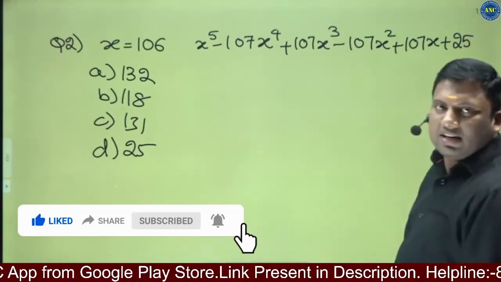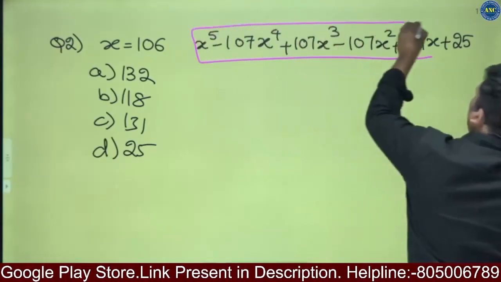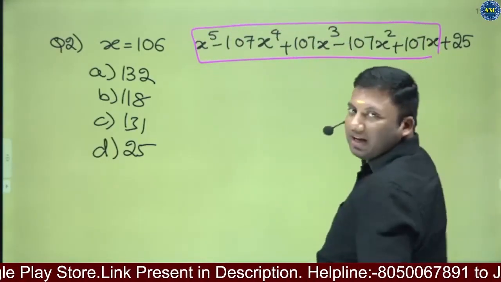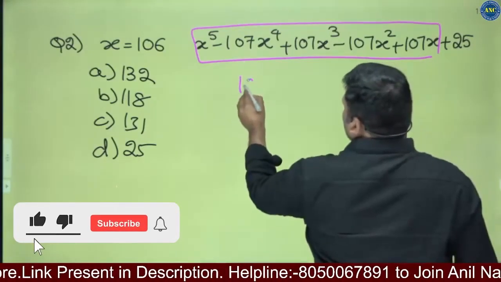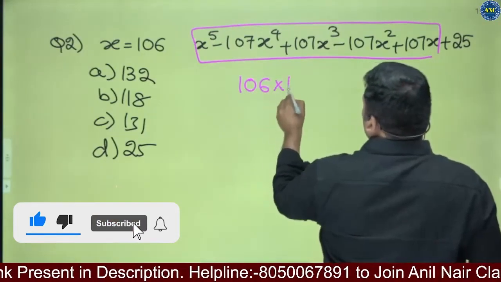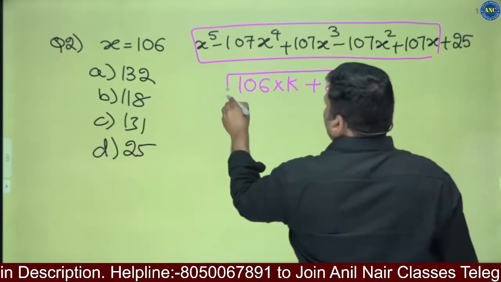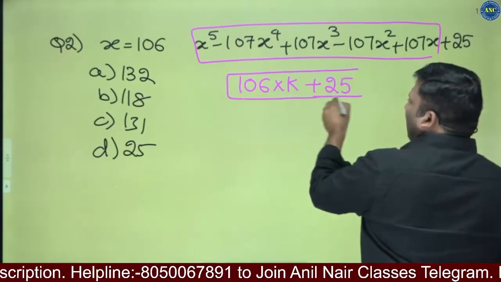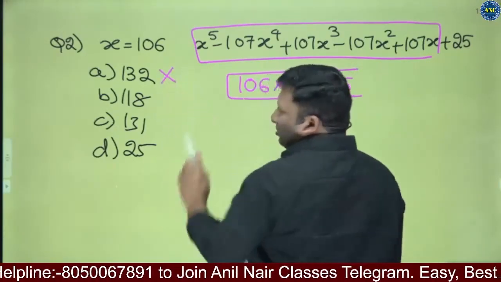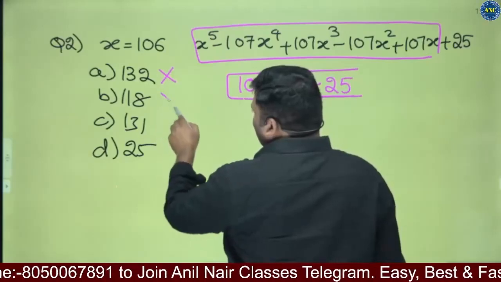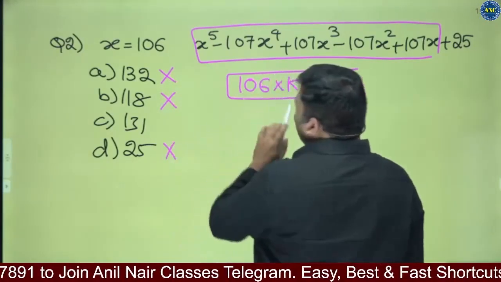No formulae, nothing. Pure observational skills. What is the first observation? From here to here, all terms are divisible by which term? X. What is the x value? 106. From here to here, it is divisible by 106 into k, some value, plus 25. The answer when divided by 106 should give a remainder 25. K value 0 would give exactly 25.